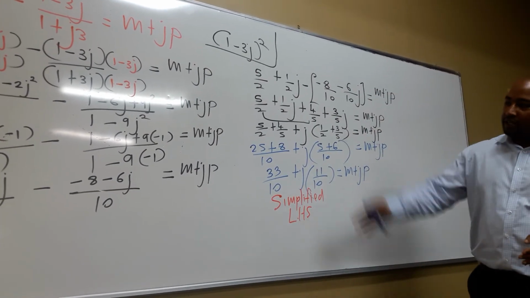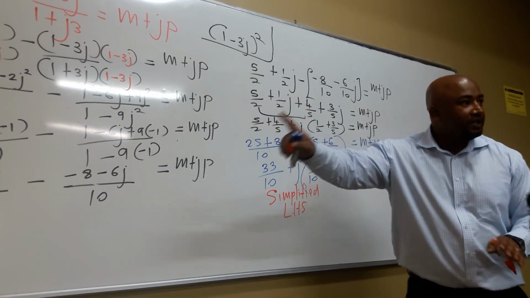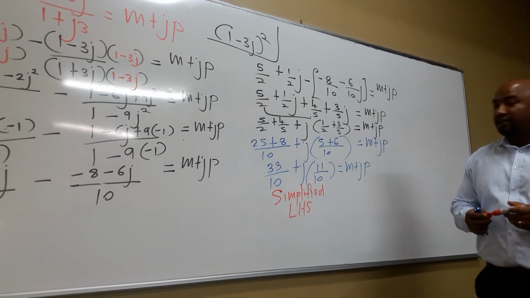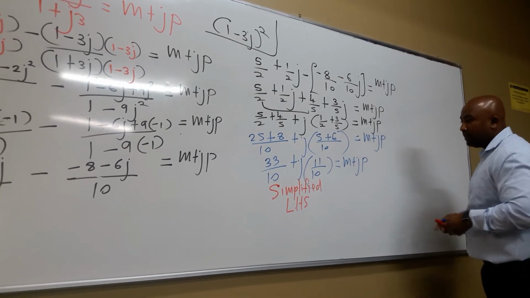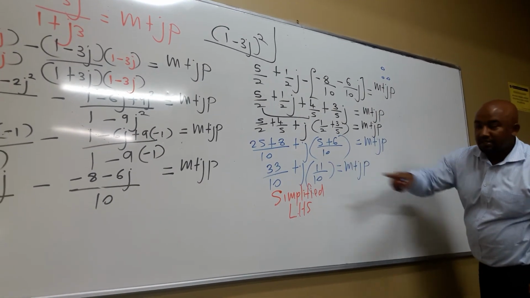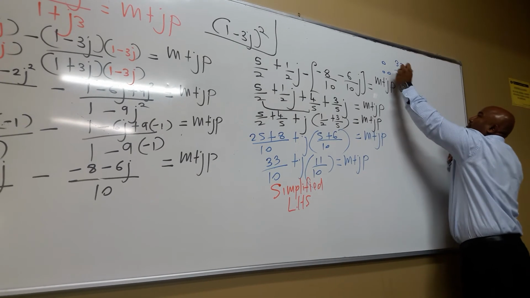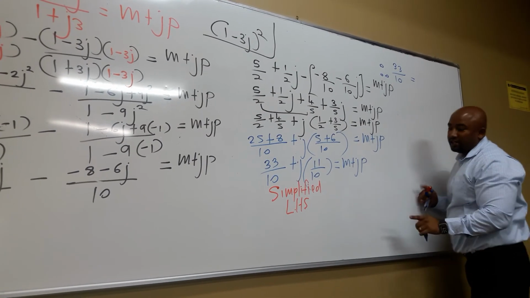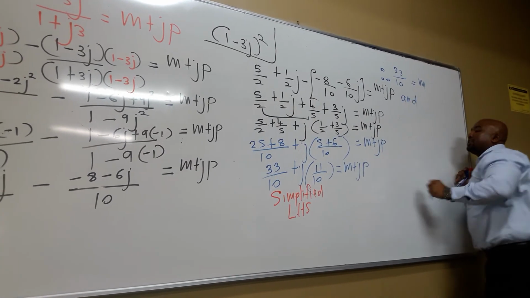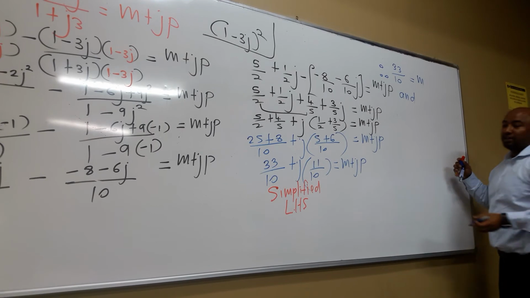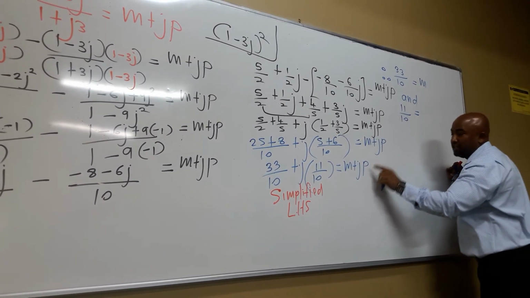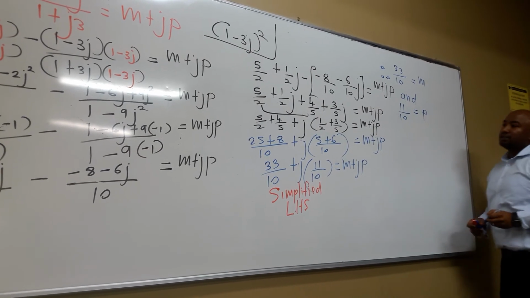So now, it always comes down to a complex number on the left and on the right. So real on the left hand side must equal real on the right hand side. Therefore, real on the left hand side is 33 over 10, which is equal to, what's real on the right hand side? M. And the coefficient of j on the left is 11 over 10, which equals the coefficient of j on the right, which is e.